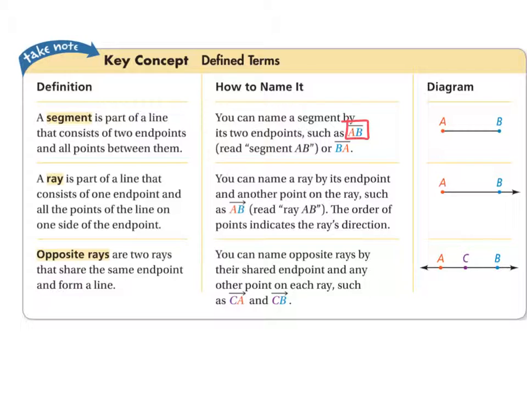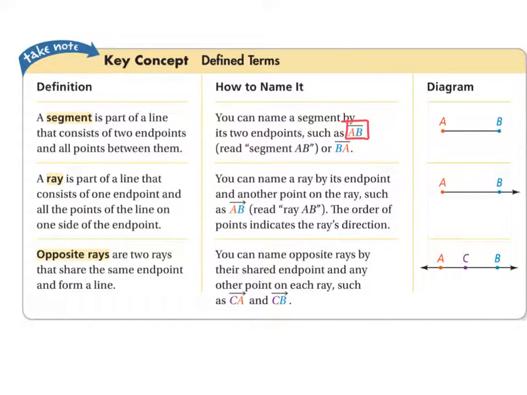All right, next, we could talk about a ray. Now, think of a ray of sunlight. Where does the ray of sunlight start? At the sun. So therefore, the sun would be its endpoint. Endpoint does not mean where something stops necessarily. It could also be considered where something starts, but we still just call it an endpoint. So a ray starts at an endpoint, and then it goes on forever in one direction, just like sunlight.